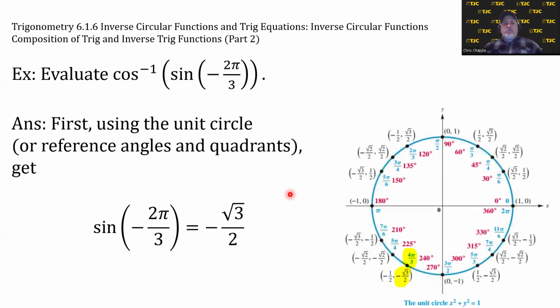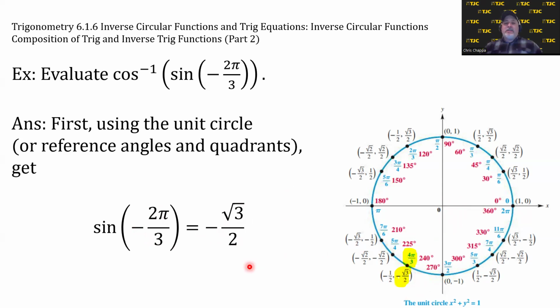First, we're going to use the unit circle or reference angles in quadrants to get sine of negative 2 pi thirds is negative square root of 3 over 2. Now keep in mind on the unit circle or any circle, negative is backwards, so we have to go negative 2 pi over 3. So 2 pi over 3 is a third of a rotation. So here's 1, and then there's 2. That would put us down here. And the y coordinate is the sine. So sine of negative 2 pi over 3 is negative square root of 3 over 2.